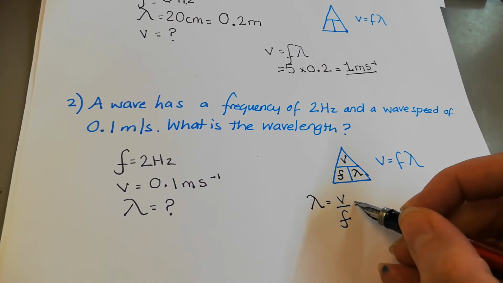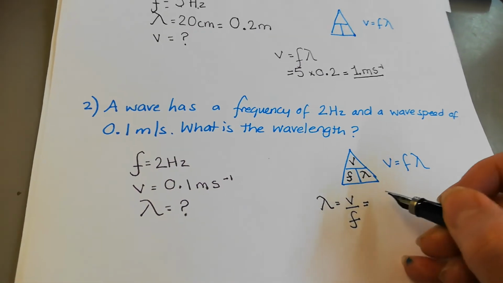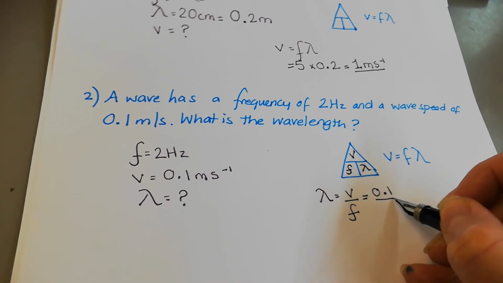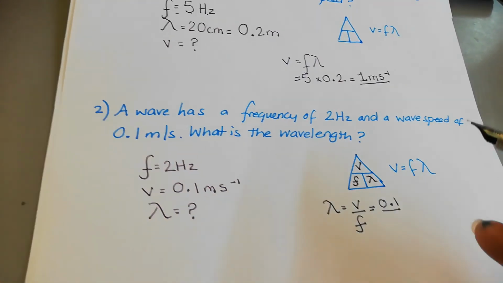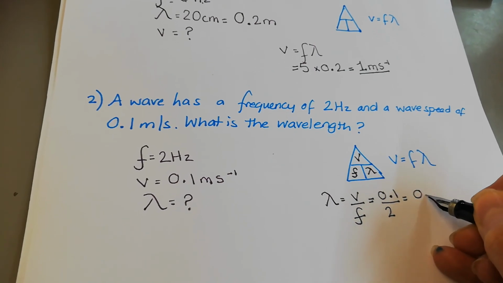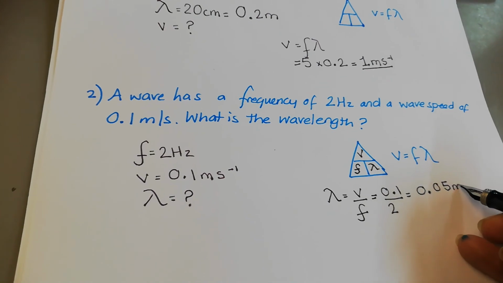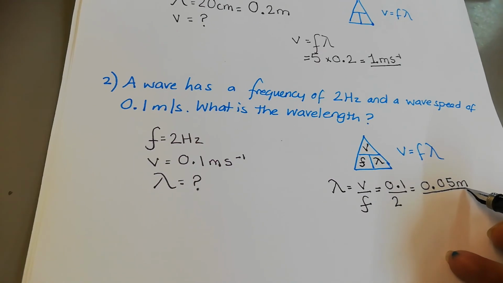So now I've written the equation, I can substitute for the V, 0.1, and for the frequency, 2. 0.1 divided by 2 is 0.05. You can always use a calculator in physics. And that is my final answer.